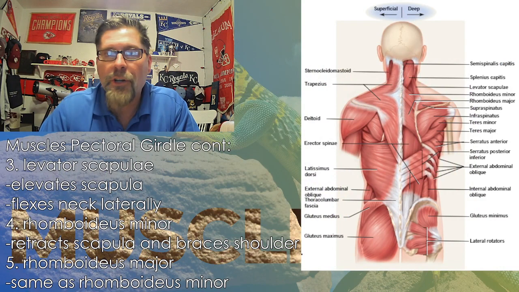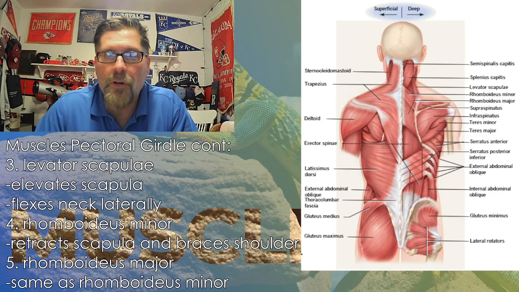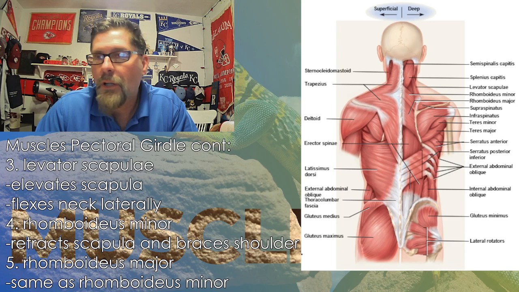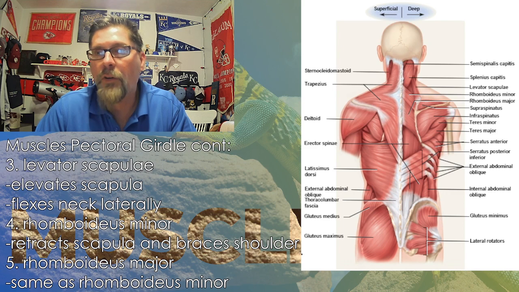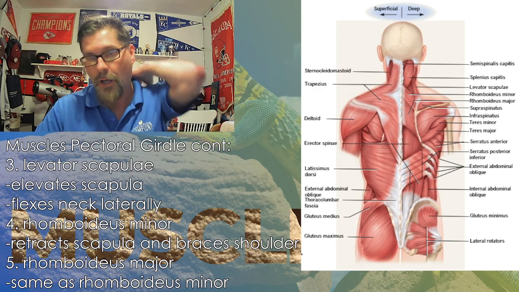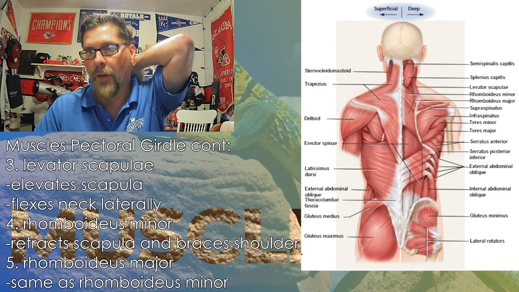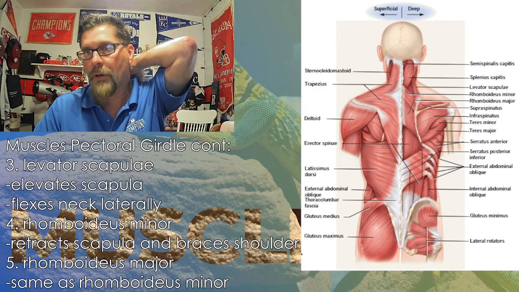Okay, so continuing to look at the pectoral girdle muscles. We talked about the traps. Now we're looking for the rhomboids. You'll see those on the right hand side, the fourth and fifth word down. We had the traps, those big muscles. The rhomboids are the smaller ones, kind of right below that. They're a little bit deeper.